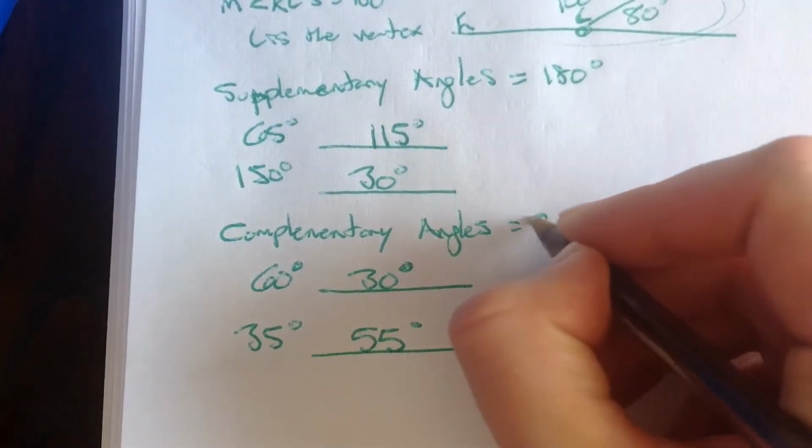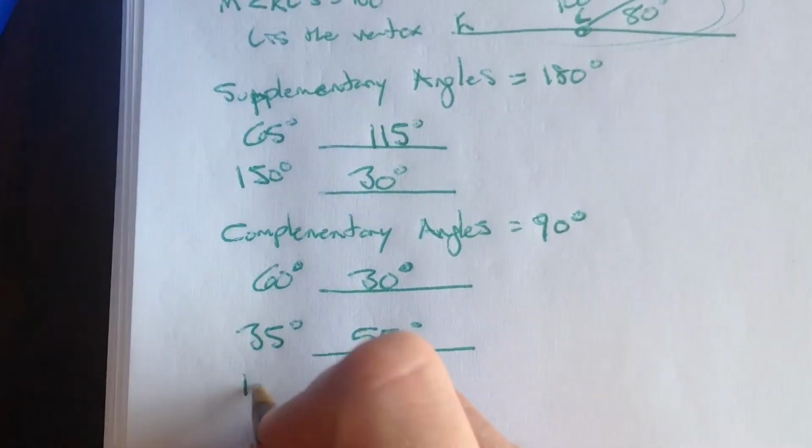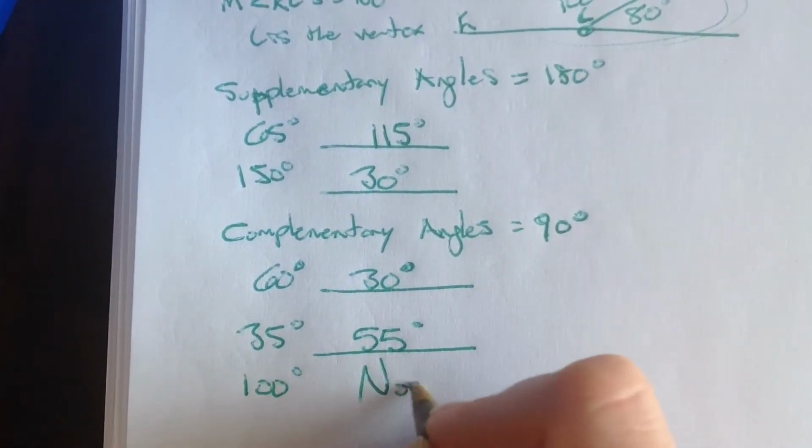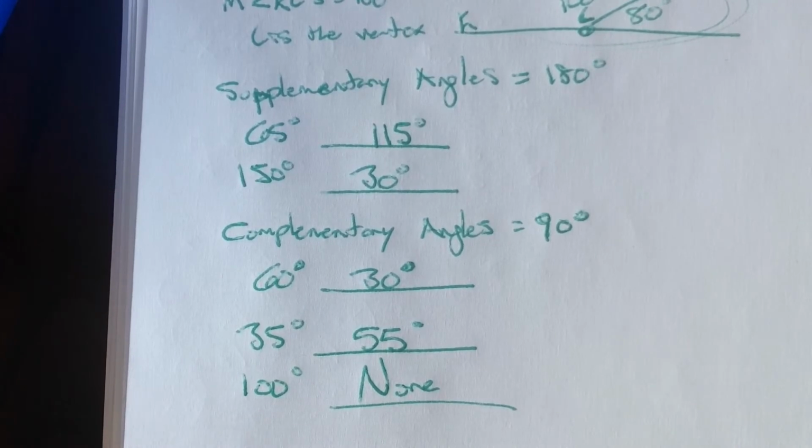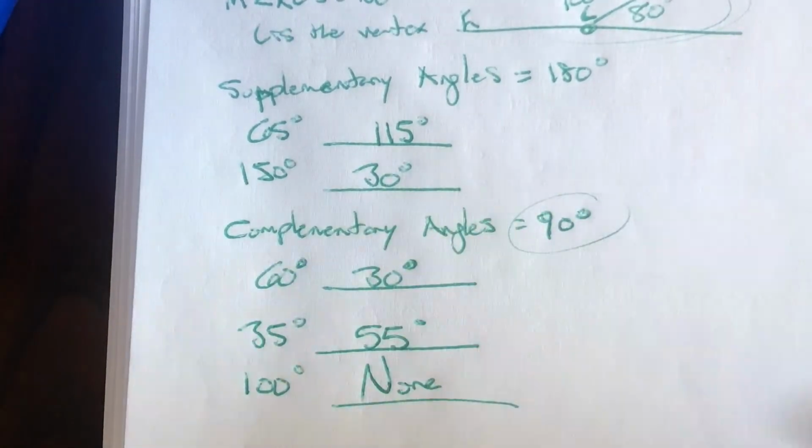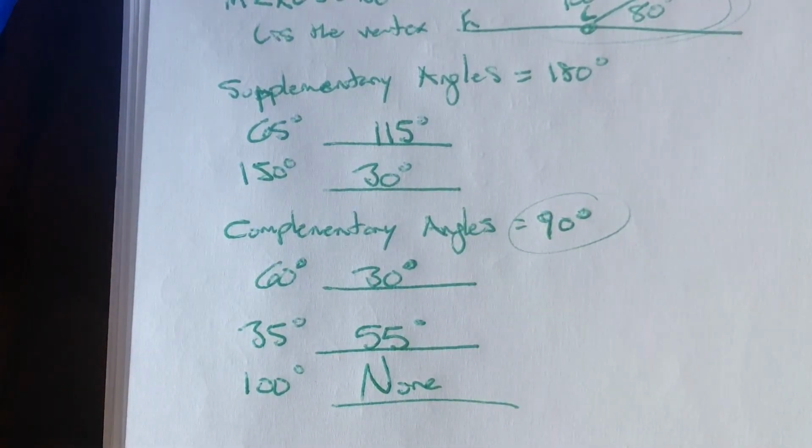So something over 90 degrees, so for example 100, does not have a complementary angle because it's already bigger than the entire angle amount to form these complementary angles.